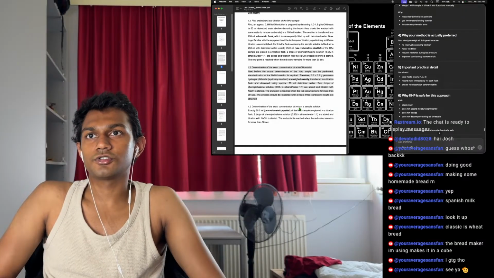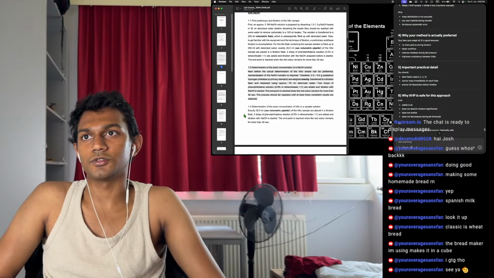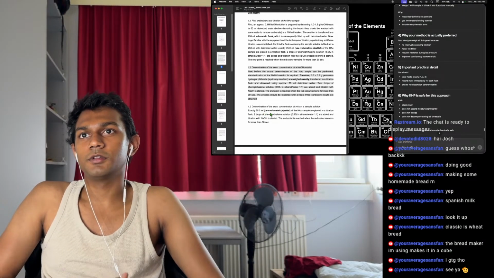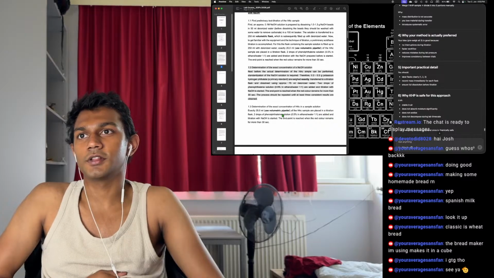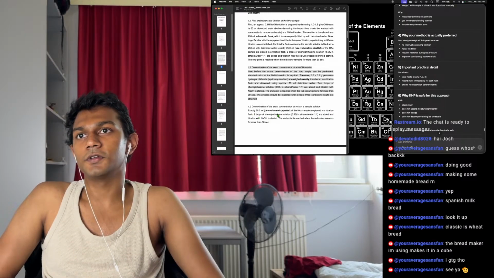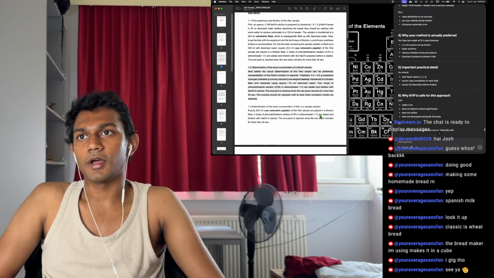Determination of the exact concentration of HAc in the sample solution. Exactly 25 milliliters of HAc sample are placed in the titration flask. 2 drops of phenolphthalein solution are added and titration with NaOH is started.